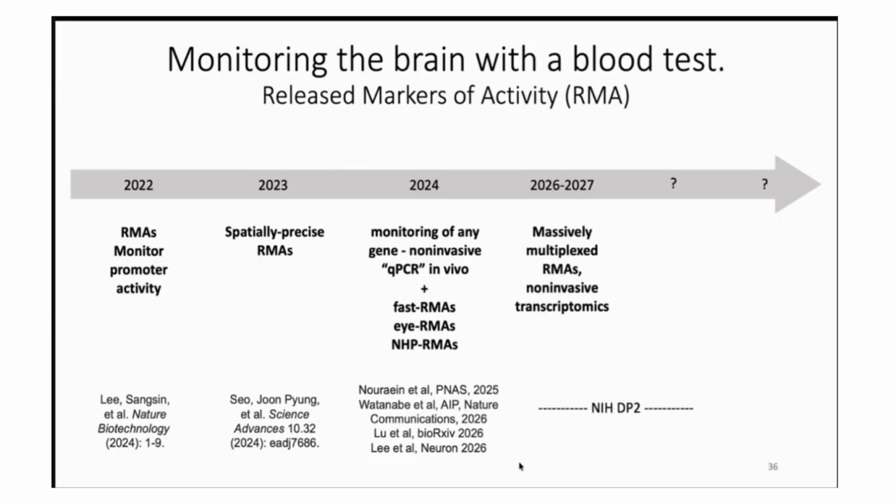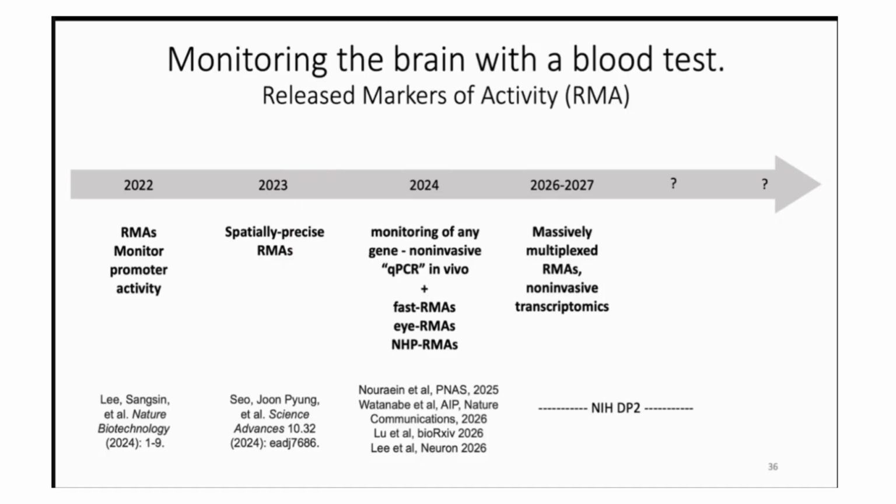In the future, we want to make massively multiplexed RMAs, so we are developing barcodes that can identify various RMAs and then connect them to various genes using this non-invasive qPCR. So you can measure entire transcripts in the tissue with a simple blood test. With a single blood test, you should be able to measure, hopefully, hundreds, if not thousands, of different genes if we are successful in it.